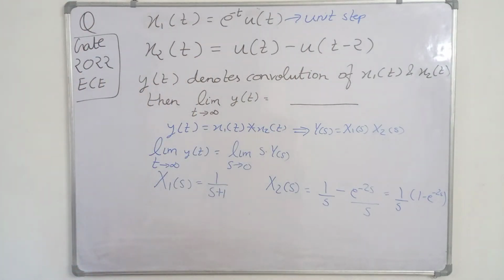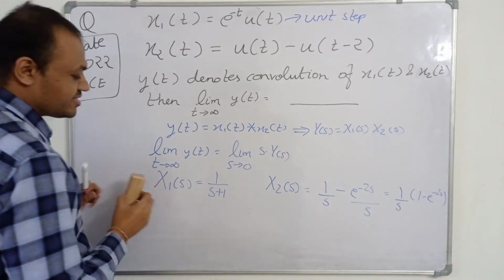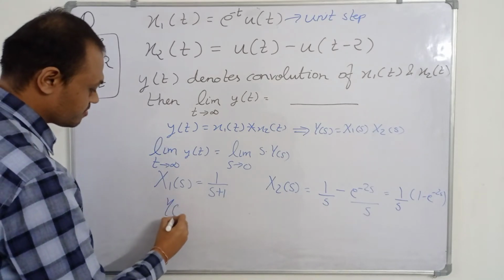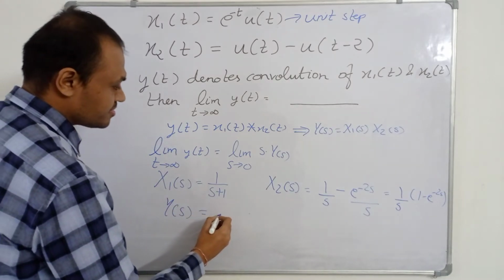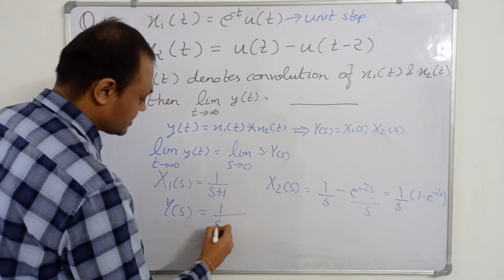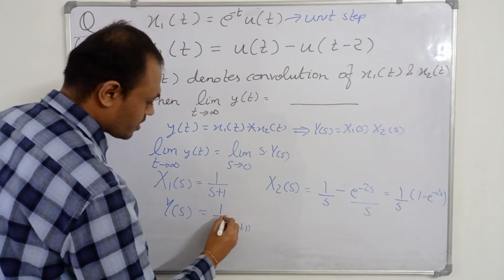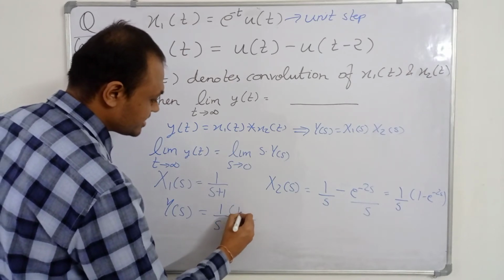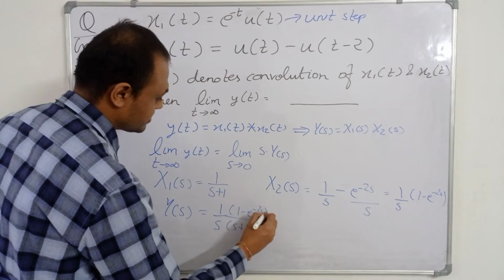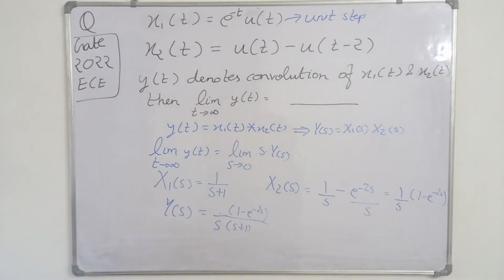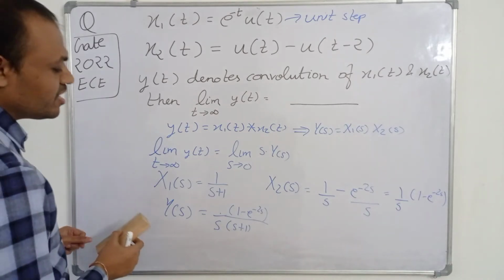So we have found out x1 of s and x2 of s. Now we simply have to multiply them to get y of s. So y of s will be equal to 1 upon s plus 1 into 1 minus e to the power minus 2s. We just have to multiply x1 of s and x2 of s. So we have got y of s.